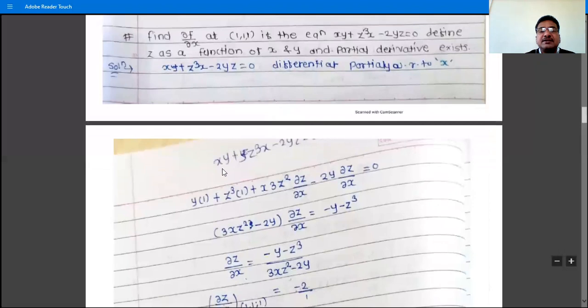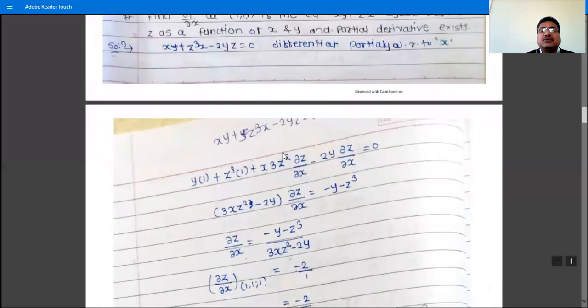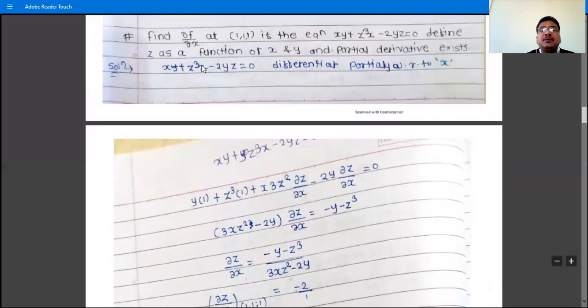But here z is a function of x and y, and so for z cube into x, use the u into v rule. Z cube times the derivative of x, which is 1, plus x times the derivative of z cube, which is 3z square into ∂z/∂x, because the partial derivative is with respect to x, therefore multiply by ∂z/∂x. Minus 2y is constant now, and the derivative of z is ∂z/∂x, equal to 0. So the derivative of z cube x is what?